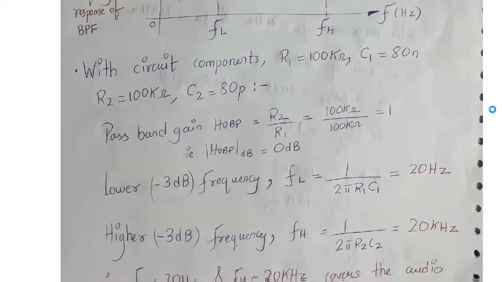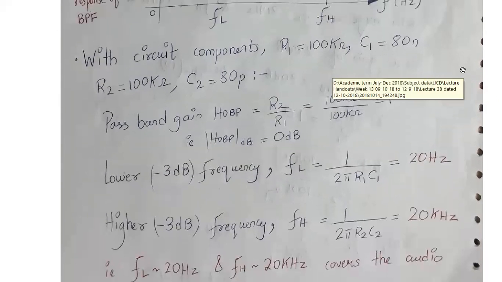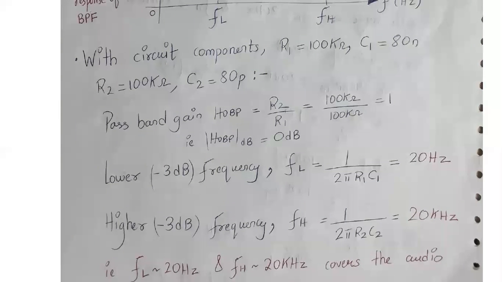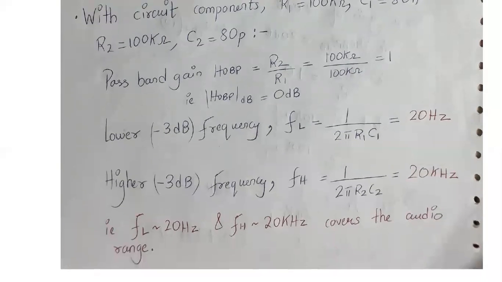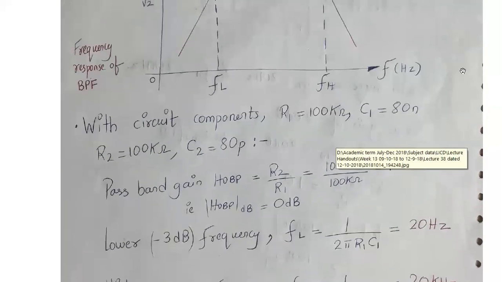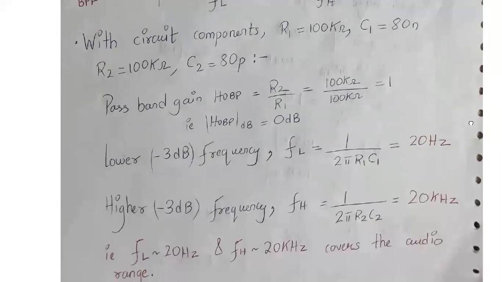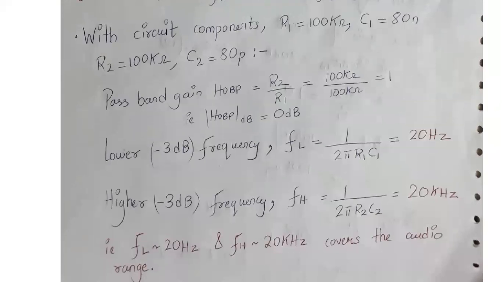And the lower minus 3 dB frequency FL will be given by 1 upon 2 pi R1 C1, which will be equal to 20 Hertz. And the higher 3 dB frequency will be given by FH equal to 1 upon 2 pi R2 C2, which will be 20 kilohertz. As you know, 20 Hertz to 20 kilohertz covers the entire audio range. So basically we are trying to design a filter which will pass all the frequencies between 20 Hertz and 20 kilohertz. Now let's check that in simulation.